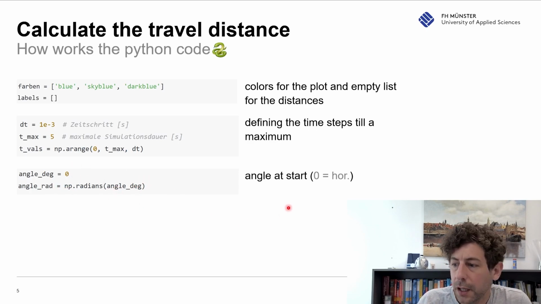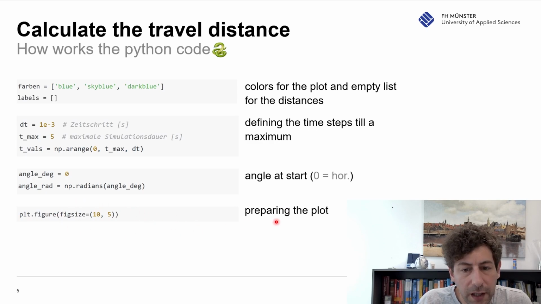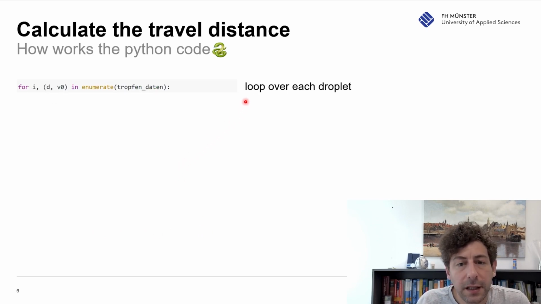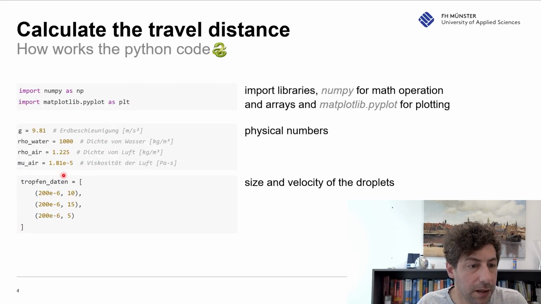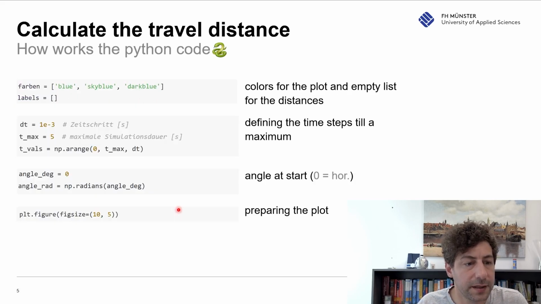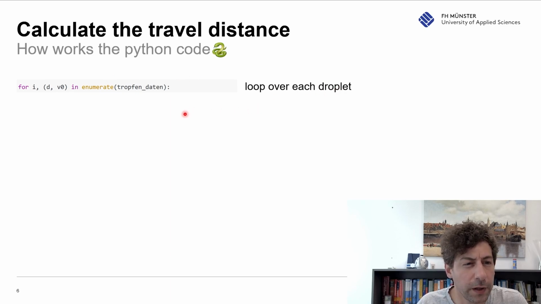Okay. Then we have preparing the plot. So here's already the size of the plot. You can do it also later, but at the end it doesn't matter. And here now we have a loop, and this is a loop over each droplet. So here we start the loop, and here you see Tropfendaten, which is the data for the droplet. These are the 3 droplets, and the loop goes over each droplet.